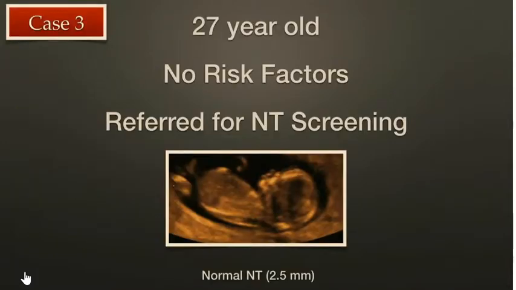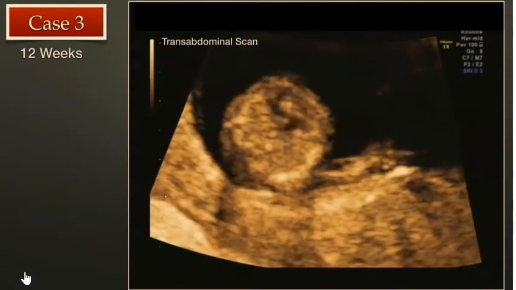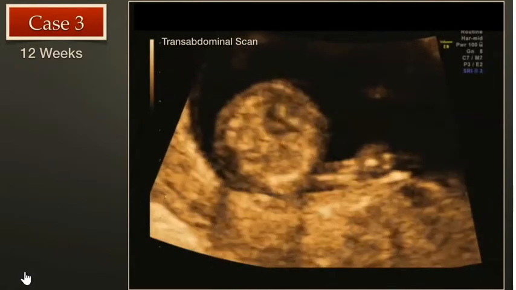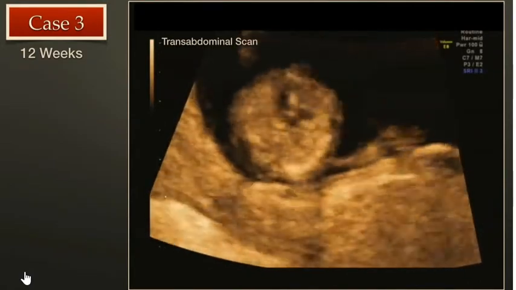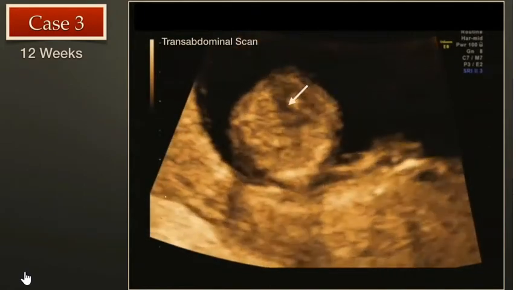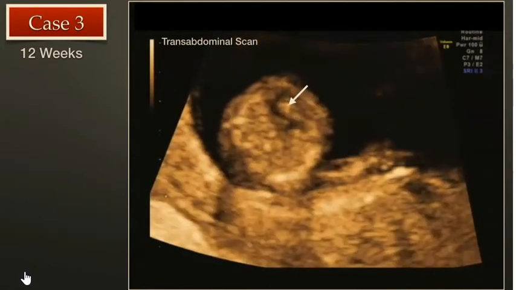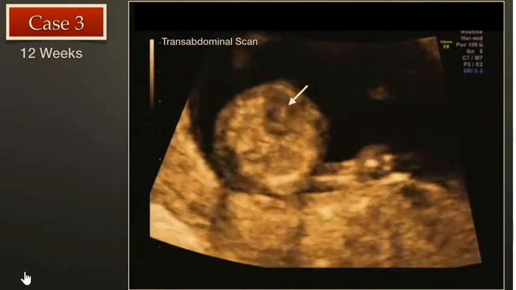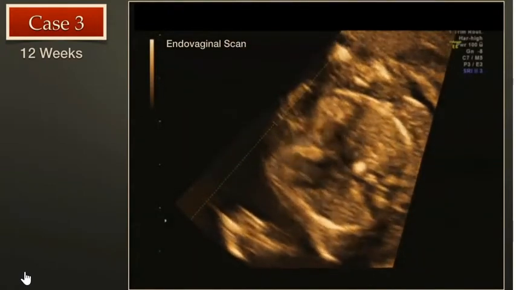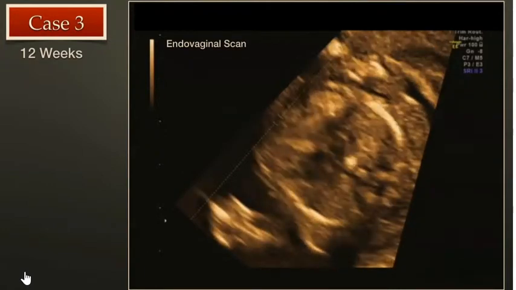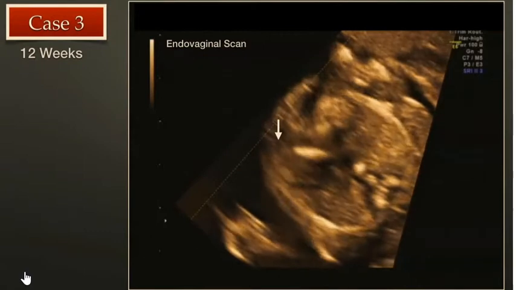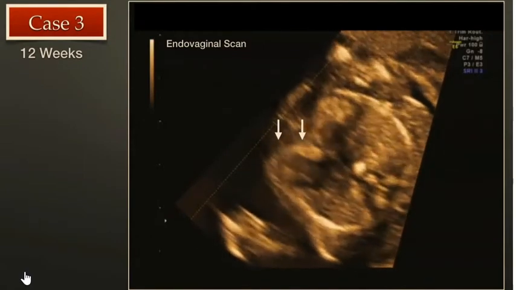Case 3. This was from a patient with an NT of 2.5 millimeters. What's wrong with this clip? Do you see the hyperechoic septum? This is a transabdominal scan. What is wrong with this clip of the 4-chamber view? Do you see the VSD and the hyperechoic septum?